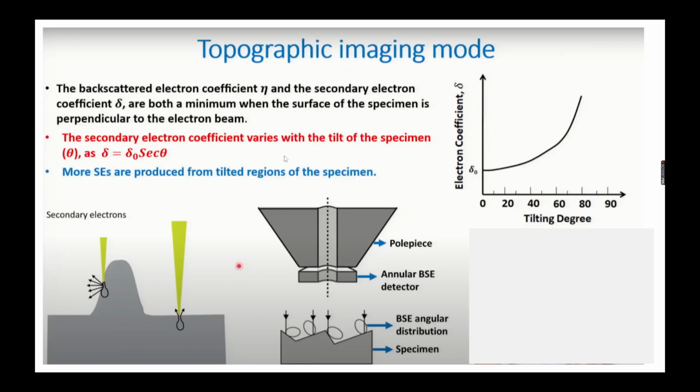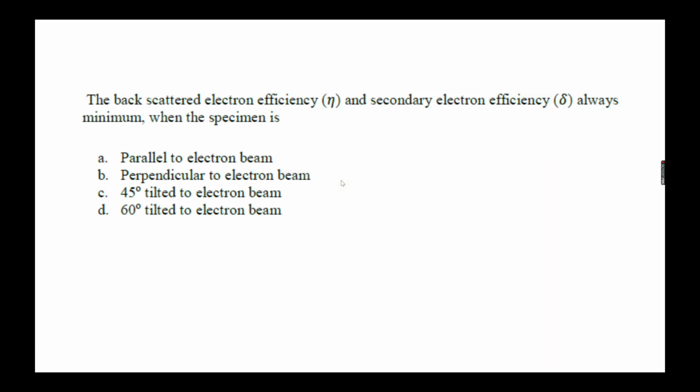So here the backscattered eta and the secondary electron coefficient are both a minimum when the surface of the specimen is perpendicular to the electron beam. The secondary electron coefficient varies with the tilt of the specimen, given by delta equals delta naught sec theta. So more secondary electrons are produced from the tilted regions of your specimen. Somebody has answered it correctly: the backscattered and secondary electron coefficients are always minimum when the specimen is perpendicular to the electron beam.